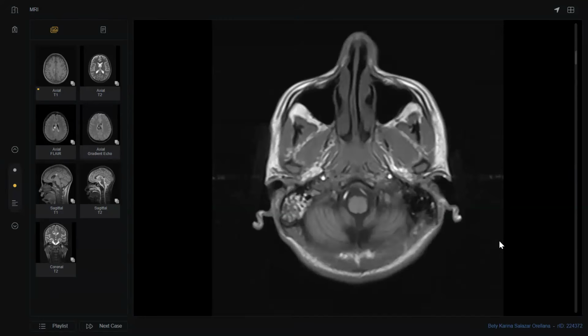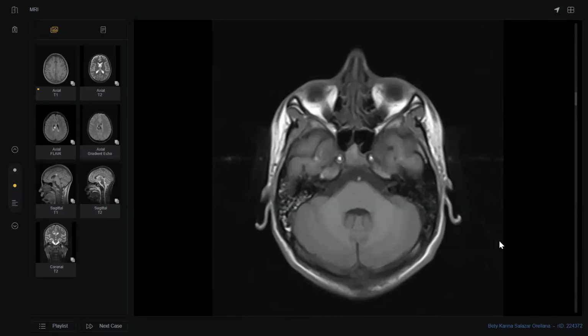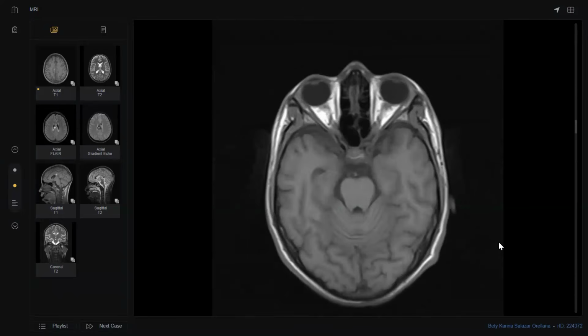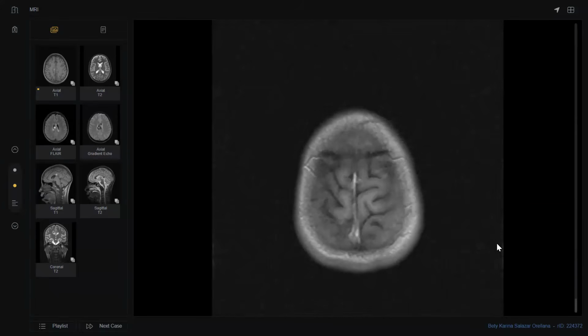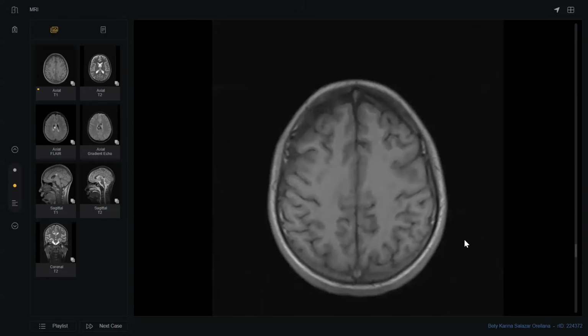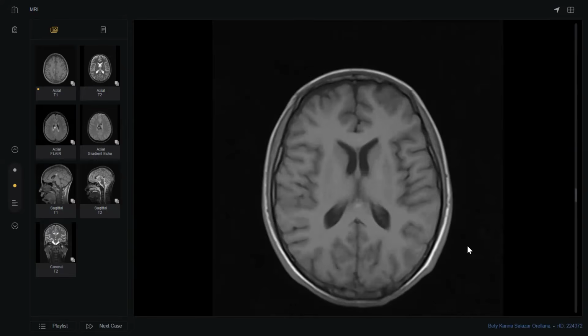Further going down here, you can see that there is no fluid collection, and near the vertex only the falx is hyperdense. So I will correlate it with susceptibility weighted imaging as well and FLAIR images. This is FLAIR images.